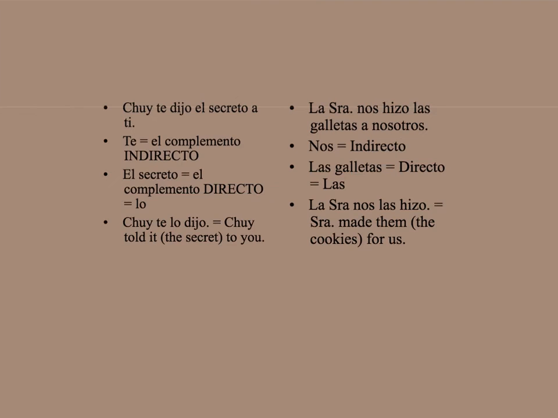Okay. Chuy told the secret to you. Again, I've already got one indirect object, to you. Okay, but the secret, the thing that he told, I want to make that it. He told it to you. So I make it te lo dijo. Okay, te lo dijo. He told it to you.